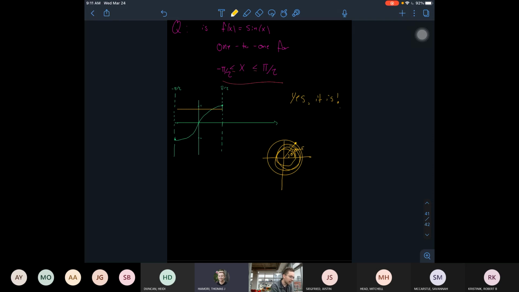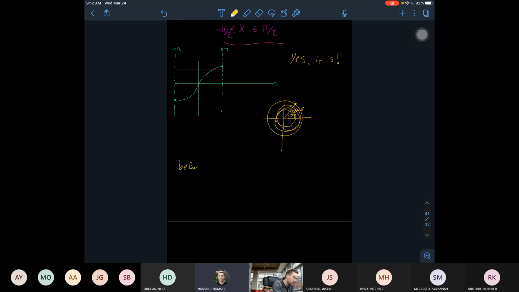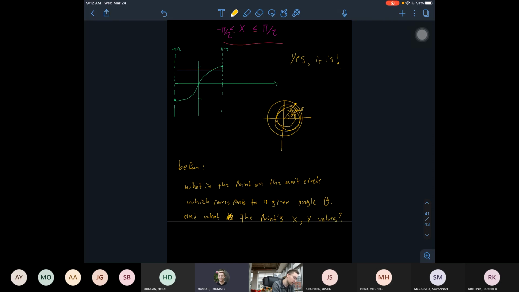So, like I said, the overarching question that we're going to answer in the following section is, before we asked, what is the point on the unit circle which corresponds to a given angle theta, and what are the point's x and y values?